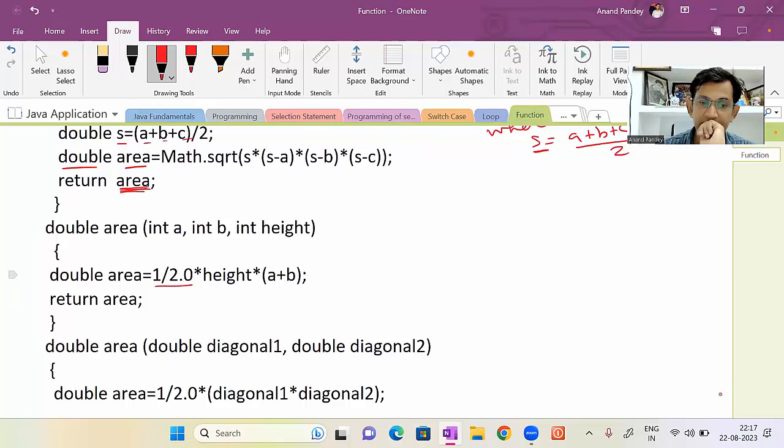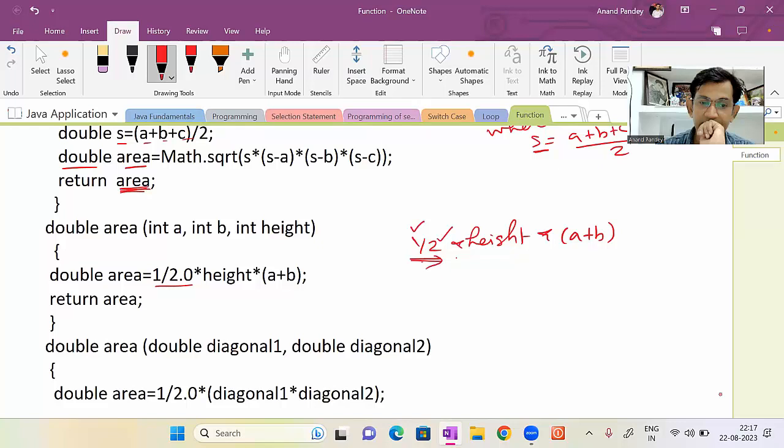Okay, this 1 by 2.0 I have written, you know why? Because if you are writing 1 by 2 into height into, in bracket, A plus B, if you are not writing 2.0 and are writing only 1 by 2, please remember implicit type conversion. In implicit type conversion, the conversion takes place into the higher data type. Here 1 is an integer value, 2 is an integer value. And you know, division and multiplication have the same priority.